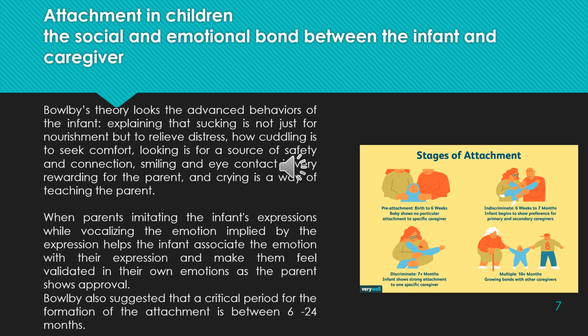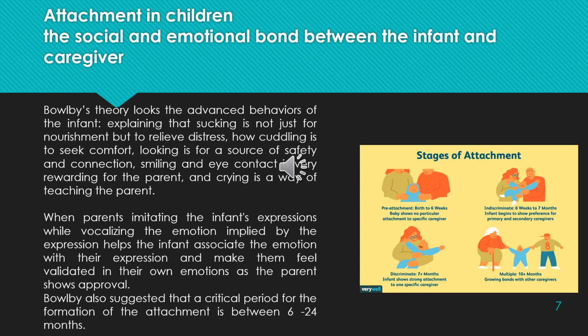When parents imitate the infant's expression while vocalizing the emotion implied by the expression, it helps the infant associate the emotion with their expression and makes them feel validated in their own emotions as the parent shows approval. For instance, when you smile at a baby and he smiles back, that's the reflection of mutual connection and mutual attachment. Bowlby also suggests that a critical period for the formation of attachment is between 6 and 24 months.